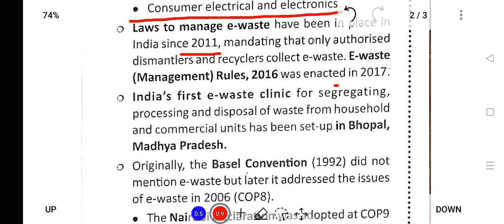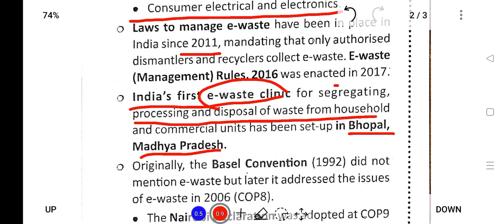So the next is the India e-waste clinic. The first India e-waste clinic was set up in Bhopal. What is an e-waste clinic? That is for disposal and processing of e-waste from household and commercial units.